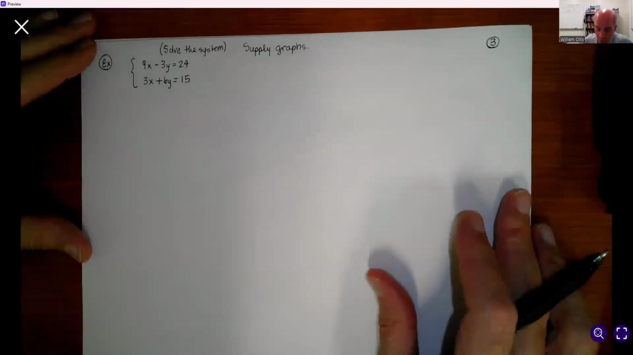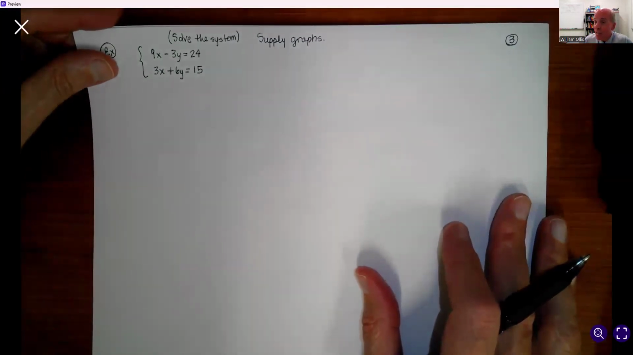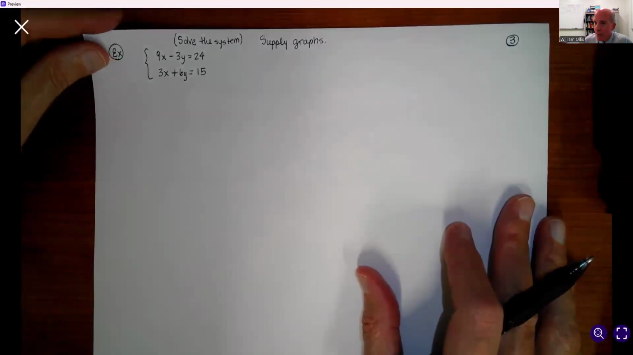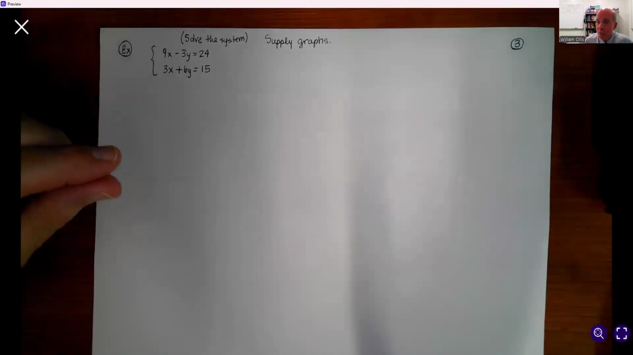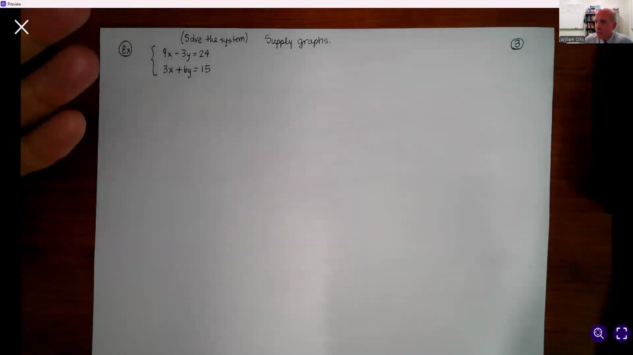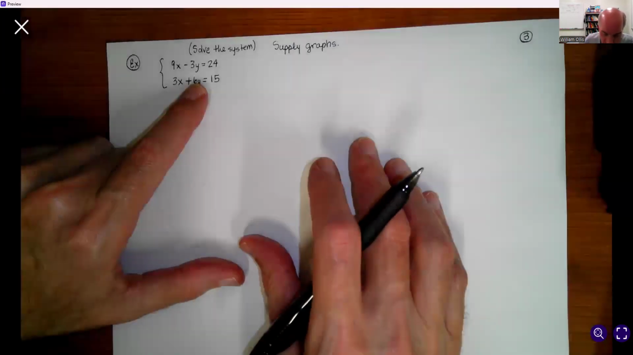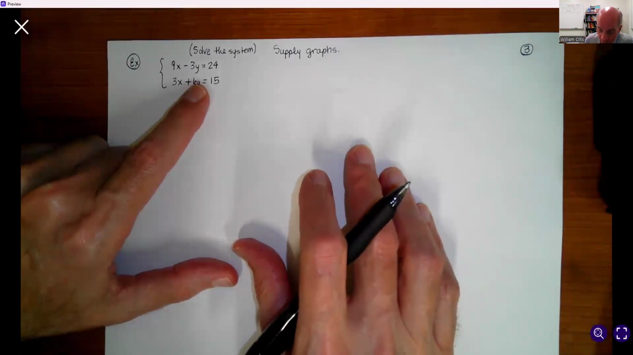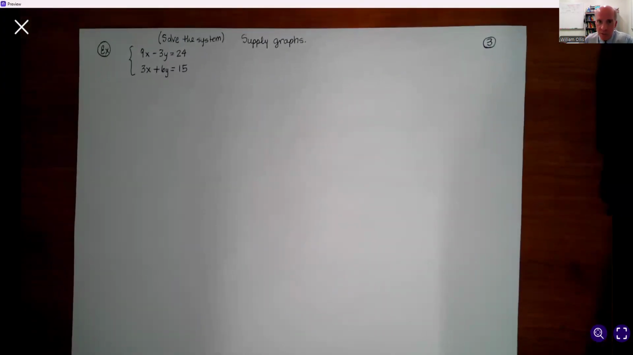Now, let's look at a system similar to the last one, but we want to also get some experience just sketching some linear equations. And also, once we find a solution, just see what the impact of the solution is for the graphs. Now, what you can see here in this particular example is that we have the same thing going on.